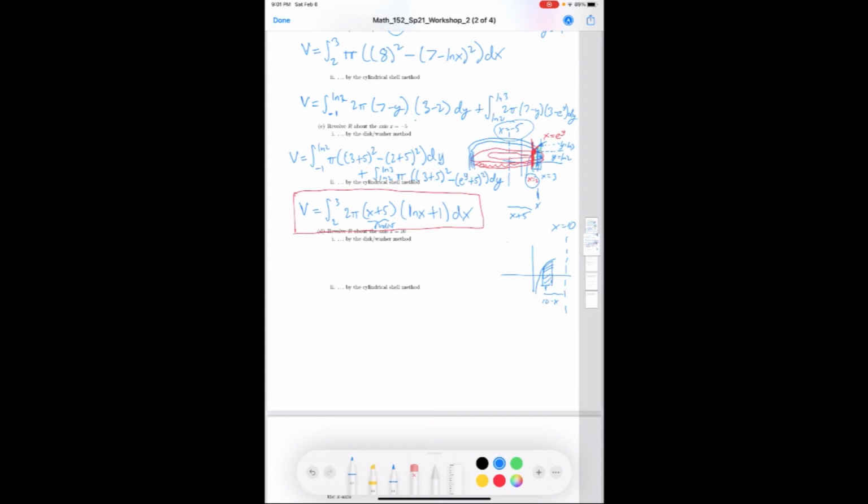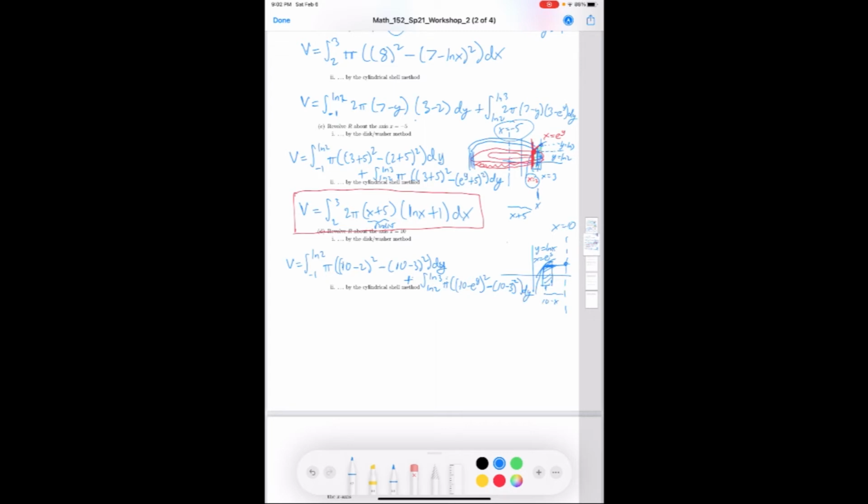So okay, for the washer method, we have V equals the integral from -1 to ln 2 of pi times, let's see, the outer, which is (10 minus 2) squared, and then the inner, which is (10 minus 3) squared, dy, plus the integral from ln 2 to ln 3 of pi times the outer, which is 10 minus e to the y. In other words, that's the distance from here to that curve. Remember, this curve is y equals ln x, or x equals e to the y. And then minus (10 minus 3). We have to square both of those, and dy. There we go.